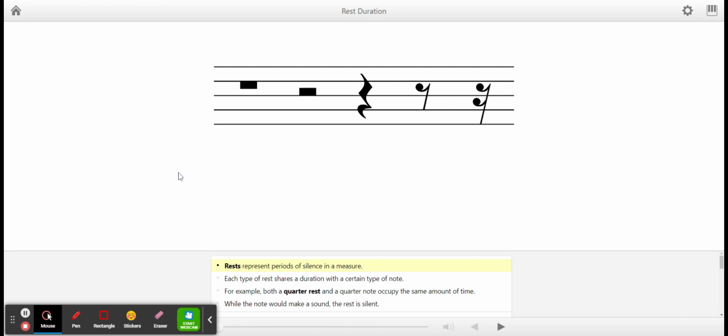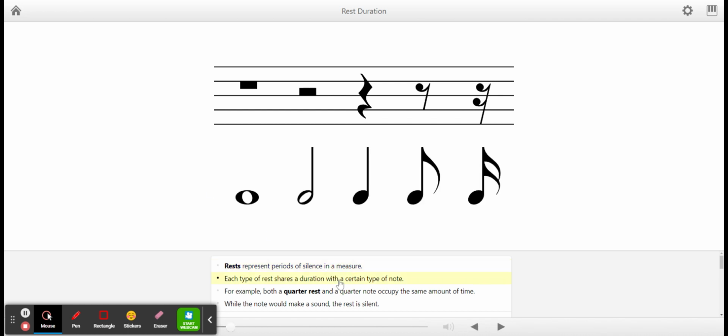So, in this video, we're going to talk about rests and how long they are. You already know that a whole note is 4 beats, half note 2 beats, quarter note 1 beat, and an eighth note half a beat. And for kicks and giggles, a 16th note is a quarter of a beat. We also have a rest, which is silence. And each rest actually shares the duration of a certain type of note, as you can see right here.